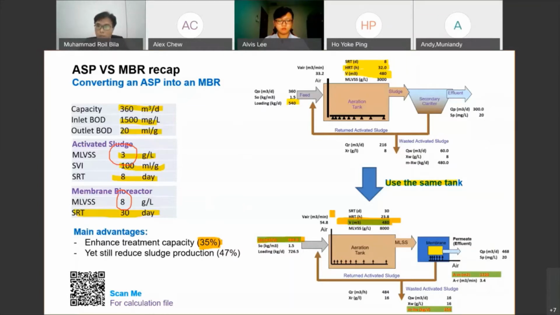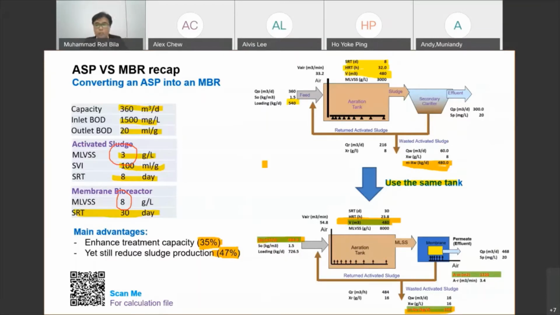Okay, and then another important thing is that previously we produced about 480 kilogram per day of sludge. Now I produce about 250 kilogram of sludge per day. It corresponds to less production of sludge by a factor of 47%. So if you want to get the file of how I calculated this, because probably you want to validate it yourself, you can scan this and you will find it online. I put it in Dropbox and it is open access.